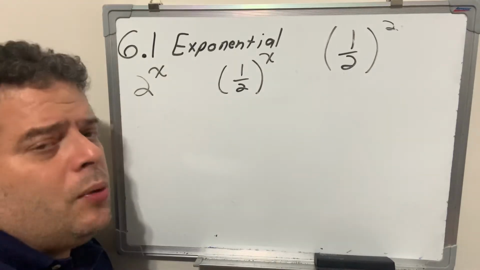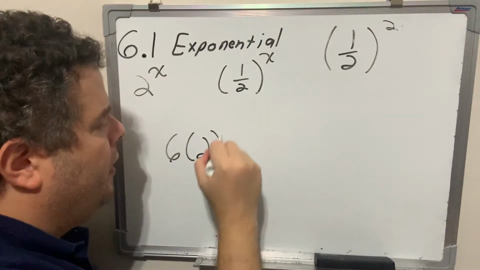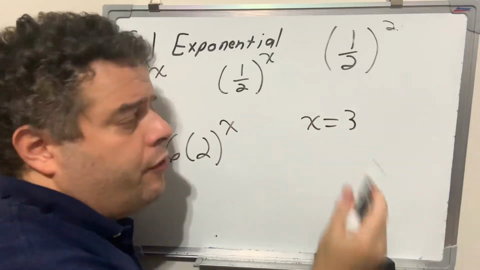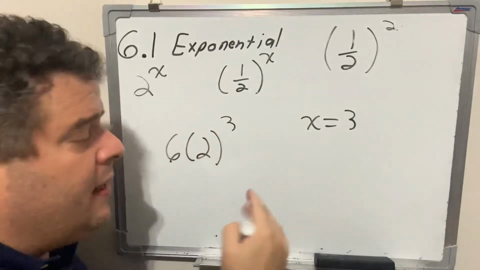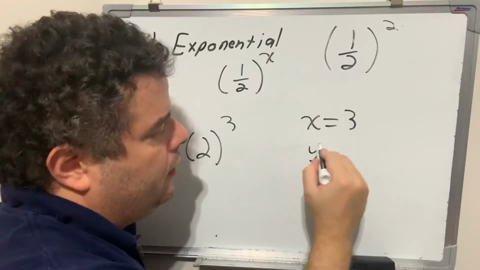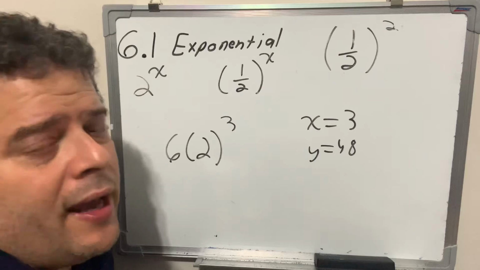And also, if they tell you evaluate, for example, if I say 6 times 2 to the x, evaluate the expression when x equals 3, all you gotta do is substitute the x for 3 and give me the answer. 2 cubed is 8 times 6 is 48. That's it for evaluating, because part of the homework will have you do that.